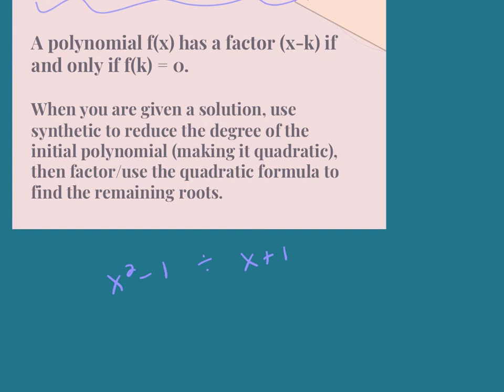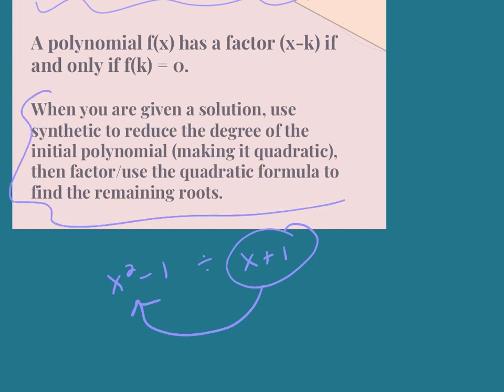Okay? So this is called a factor because the remainder is 0. Does that make sense? And vice versa. If I say that is a factor of the initial one, then you know the remainder would be 0. So the way this is applied is really what this says.